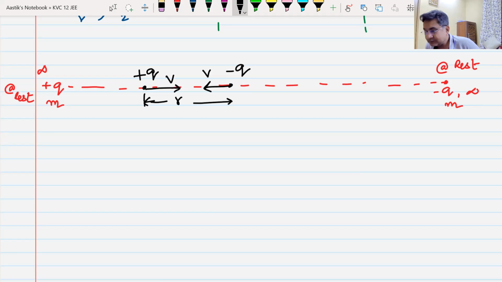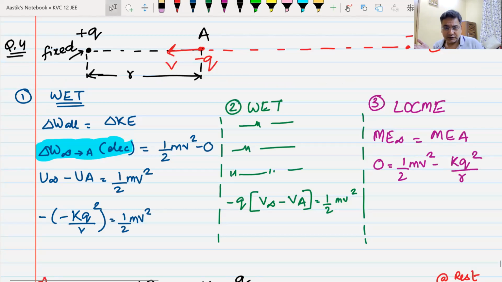2 root kq square by mr. The same answer as the previous one? It can't be the same, no? The question, this one was different. This has to be somewhat different, no?